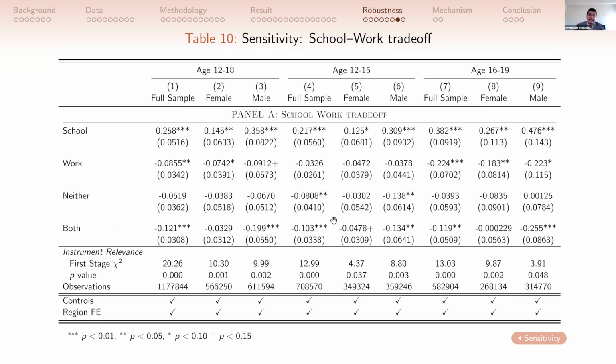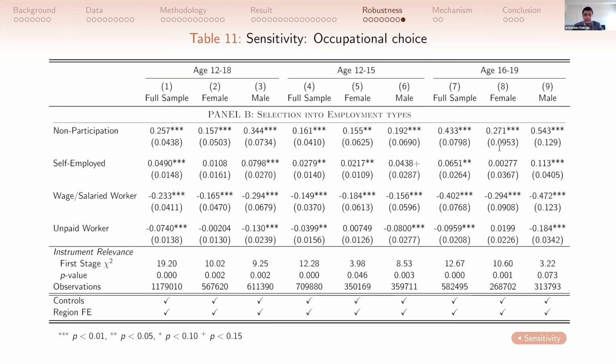Yes. And so I find that my results are still robust for 12 to 18, 12 to 15, and 16 to 19, and higher in magnitudes for the age group 16 to 19. And same for occupational choices as well.